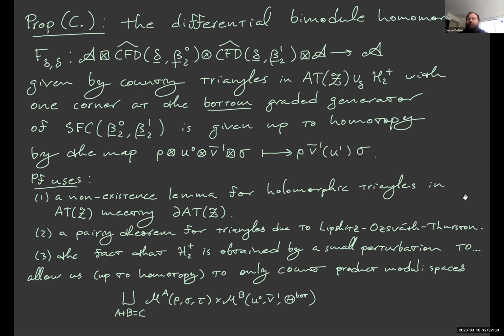And the fact that H2 plus is obtained by a small perturbation then allows us, together with all of this, up to homotopy, to only count product type moduli spaces. So these moduli spaces depend on some homology classes. And at the end of the day, you end up counting moduli spaces of triangles that connect 3 algebra generators and these U0 V1 bar and the bottom graded generator. So you really, at the end of the day, only need to think about triangles in the interiors of the 2 diagrams that you glued together.